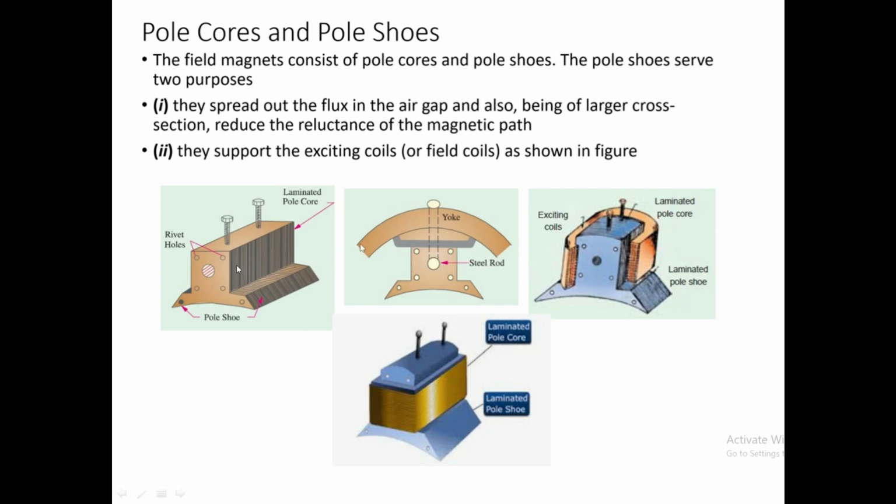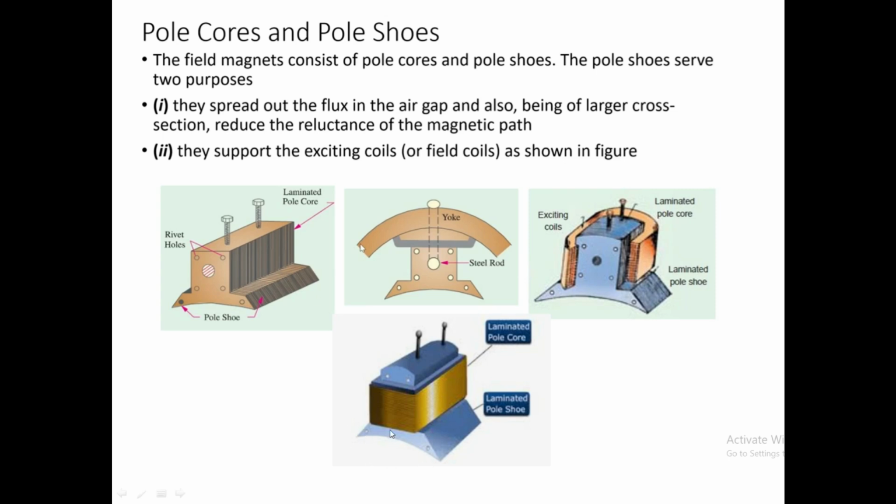Then we'll have the winding over it. See here, now when you energize this, it becomes an electromagnet. Now it's enough to have the pole core. Why do we need the pole shoe?